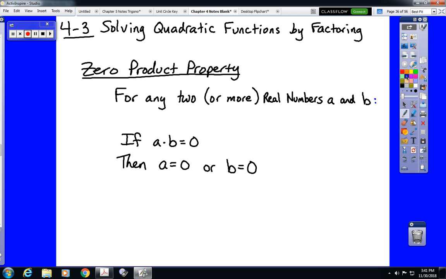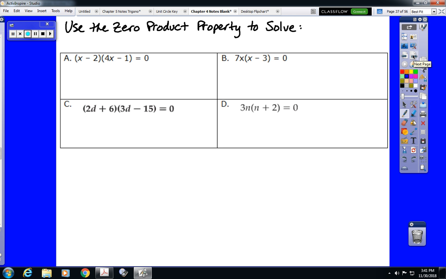So the first half of this section is discussing solving quadratic functions by factoring, and that is all based on this idea of the zero product property. Now this is also known as the zero factor theorem in other books. What it boils down to is that if I have two or more real numbers, a and b, and I multiply them together to equal 0, the only way that can occur is if either a equals 0 or b equals 0. This ends up being an extremely useful tool to us as we solve quadratic and other equations.